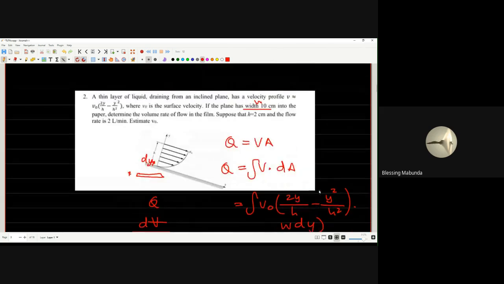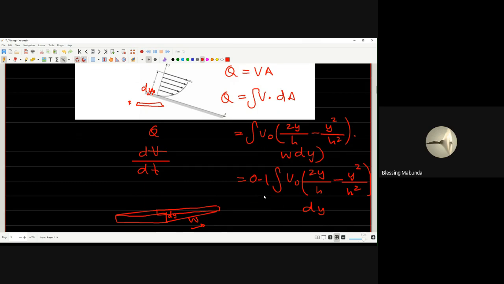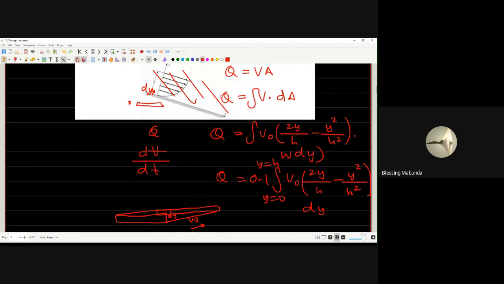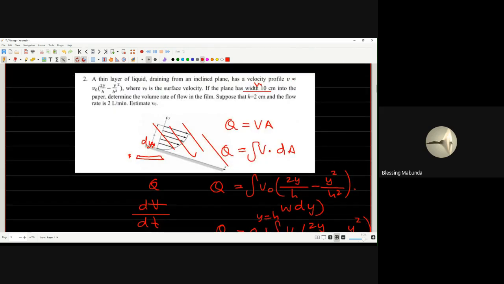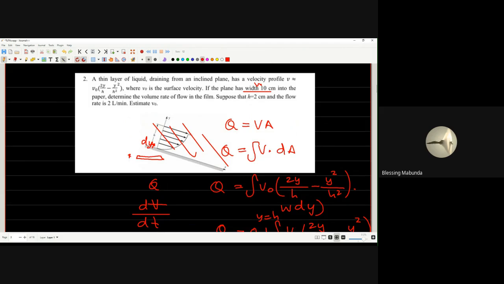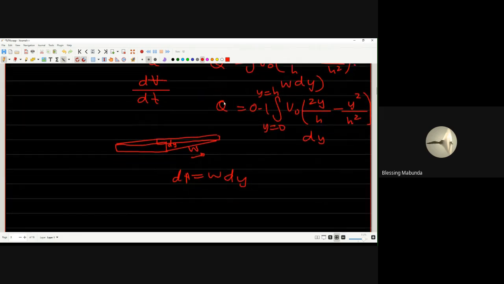From there, we want to integrate this from y equal to 0 to y equal to h to give us our q. So we essentially want the volumetric flow over that entire page. And there is our expression.